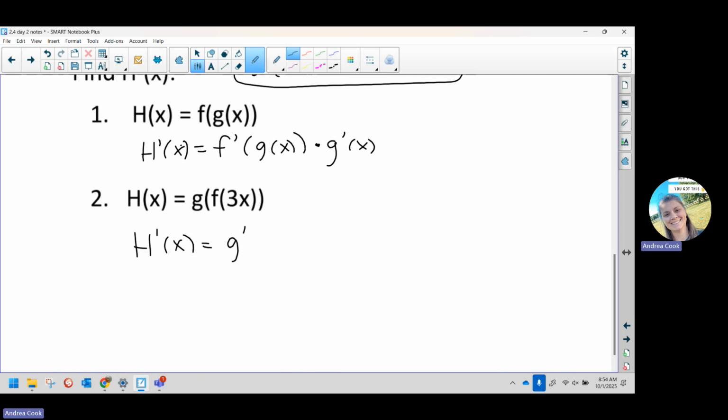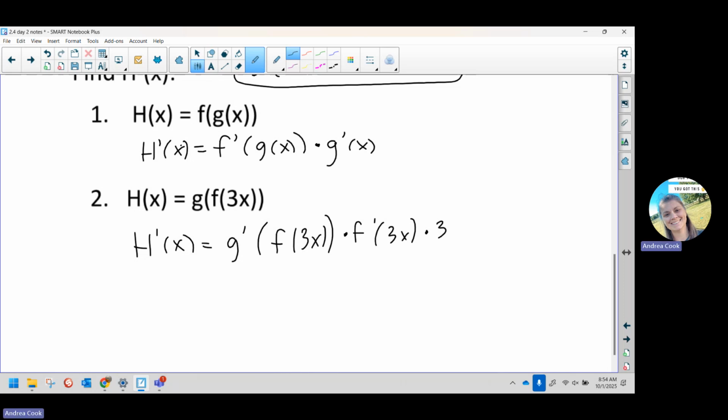Okay, so g prime, that's the derivative of the outside. Leave the inside alone. Chain on the derivative of the inside, so that'll become f prime. And then there's another set of parentheses, so double chain rule, times 3, because of the other parentheses there.